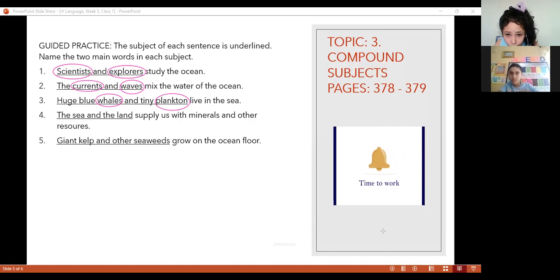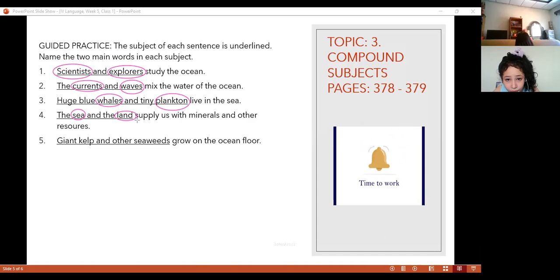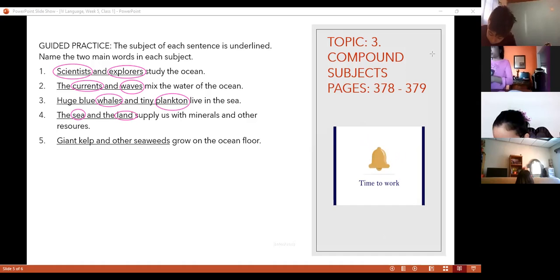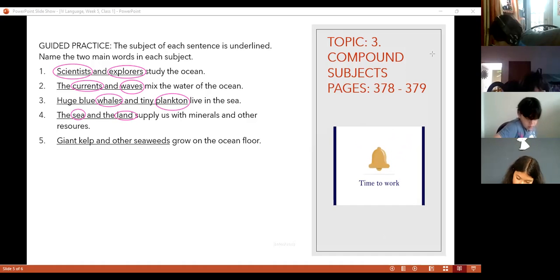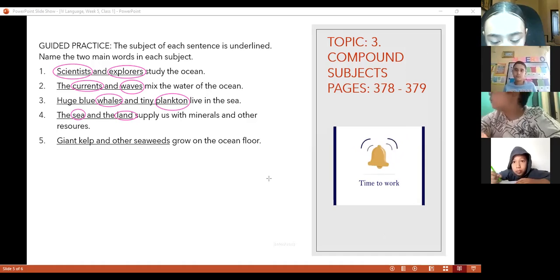Alberto, number 4, Alberto. The sea and the land supply us with minerals and other resources. Mhm. Sea and land. Excellent. These are the 2 main words in the sentence. They are the simple subjects. Good job. Excellent. And number 5, Marcelo, number 5.